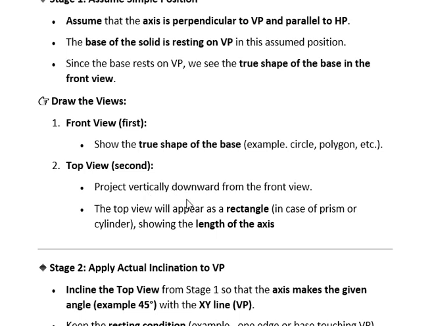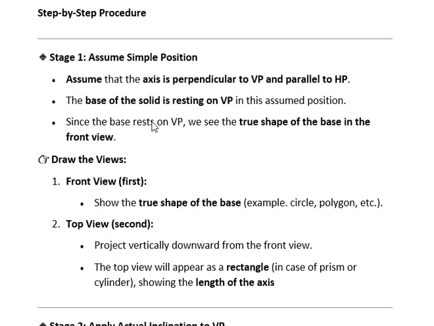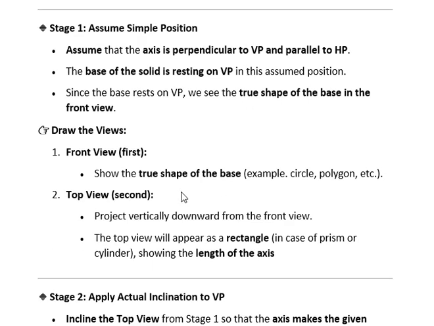In the top view, for getting the stage 1 top view, we have to project vertically downward from the front view. The top view will appear as a rectangle in case of prism or cylinder. It shows the true length of the axis. So this is stage 1. Actually, this is not our answer for our questions. That is when the axis of the solid is inclined to VP and parallel to HP. In stage 1, whatever shapes you are getting in front and top, those are not the actual answers. There is a true shape of the object in front and top.